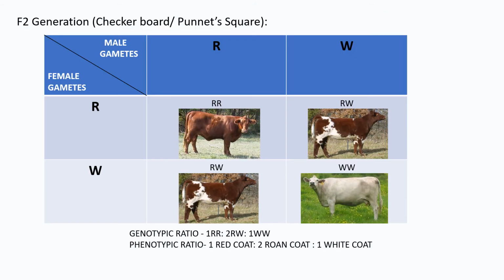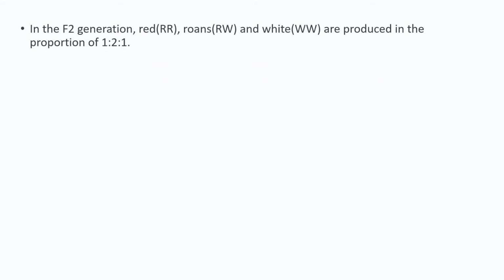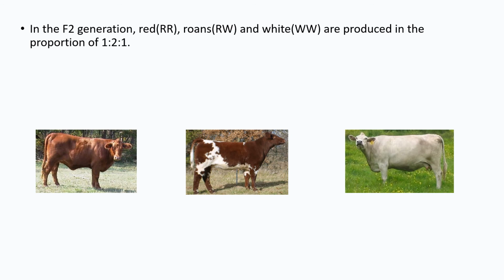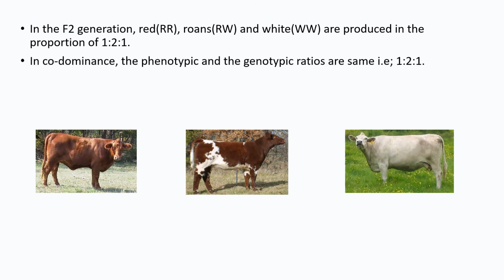Here is a checkerboard, or Punnett square representation of F2 generation, which too shows the same ratios. In the F2 generation, red, roans, and whites are produced in the proportion of 1:2:1. In codominance, the phenotypic and the genotypic ratios are the same, that is 1:2:1.